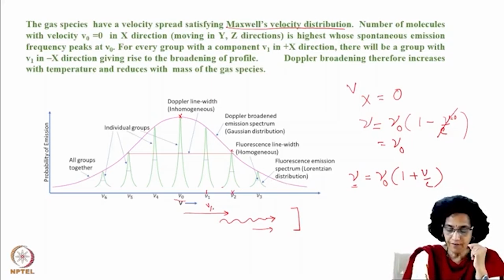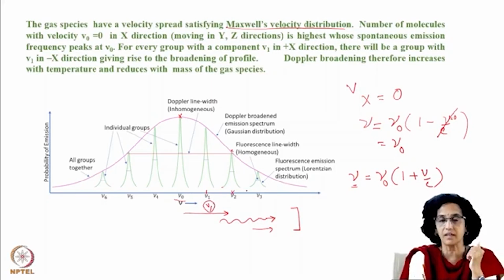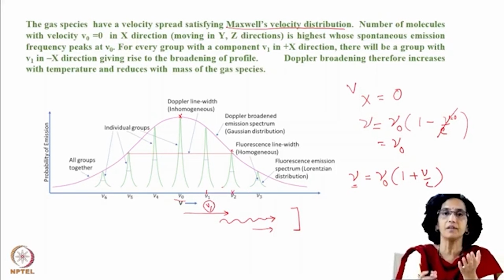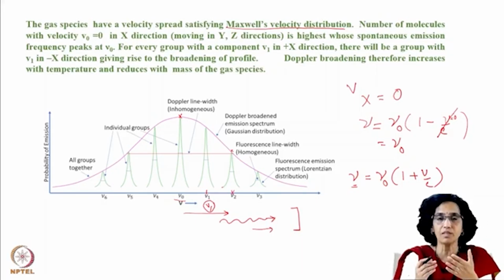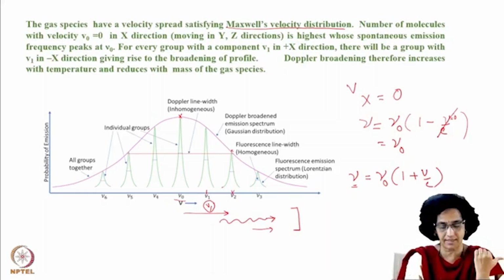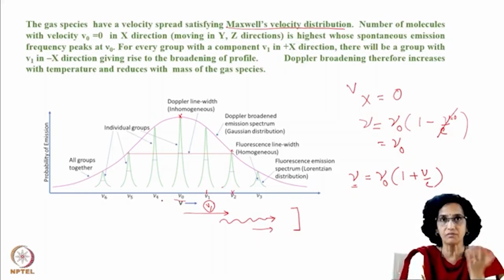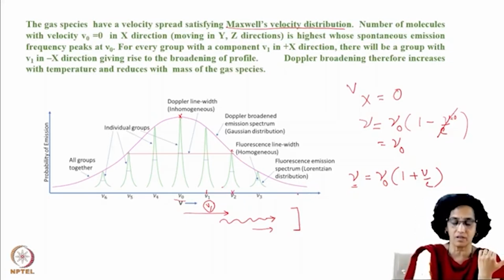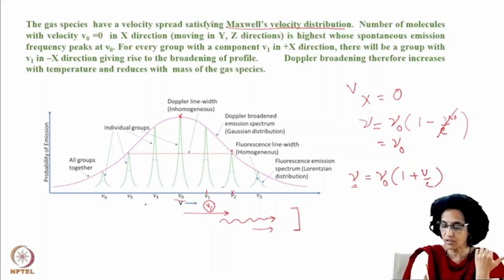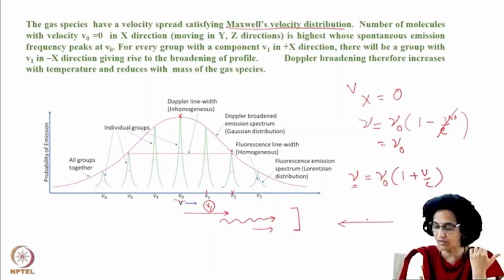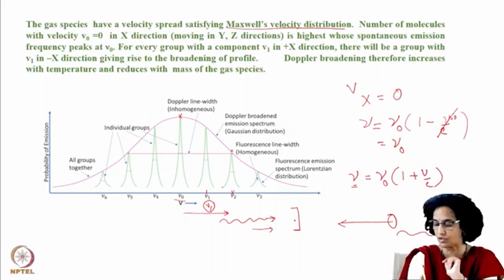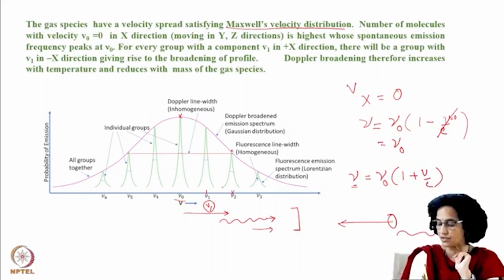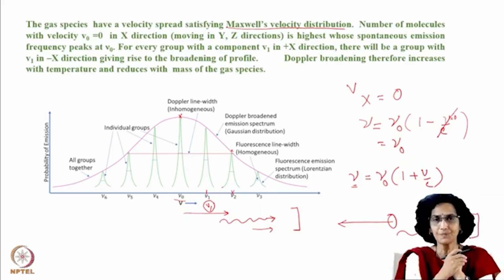Now for every group of molecules with a velocity v1 in the x direction, you also have an equal number of molecules moving in the minus x direction. That is, they are minus v. They are not moving in the positive x direction, but going in the reverse direction. So the molecule is moving like this, but suppose it is emitting in this direction. We are considering just the positive x direction emission. So if it is emitting in this direction, what would happen?